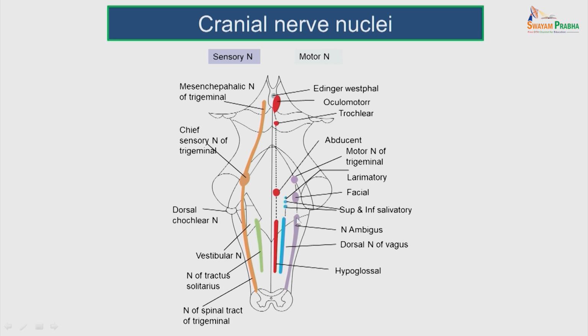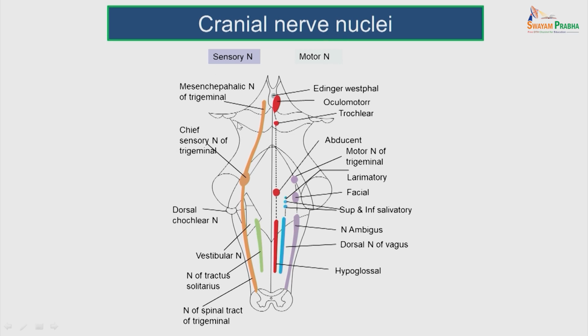Then you have the nucleus ambiguus, which extends from the lower part of the pons into the medulla. Then the dorsal nucleus of the vagus, again it extends from the medulla, complete in the medulla, and a little bit extends into the pons. Then you have the hypoglossal nucleus in the medulla. These are the motor components.